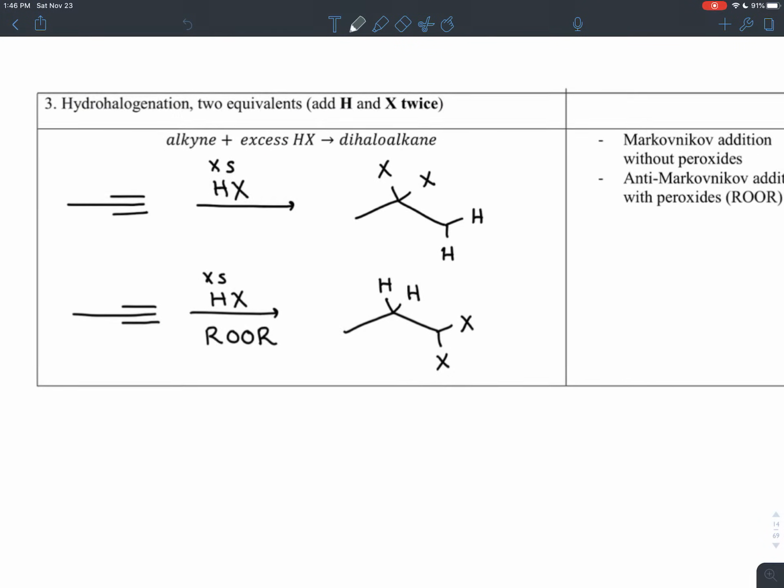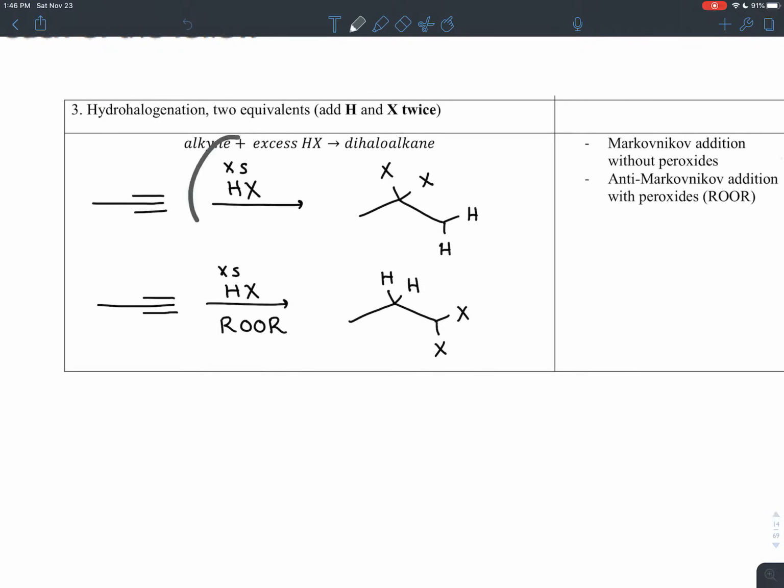Remember, hydrohalogenation has two types. You can either add just a regular hydrogen and one of the halogens. Remember, the halogens in group 7A, fluorine, chlorine, bromine, and iodine, to just talk about them generally, you use a capital X. So that capital X means any of the halogens, only the halogens. Sort of like a capital R means any carbon chain.